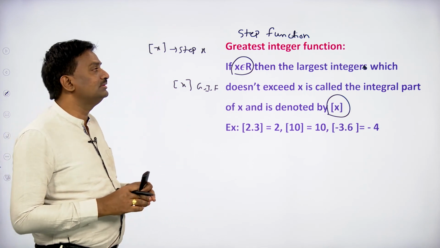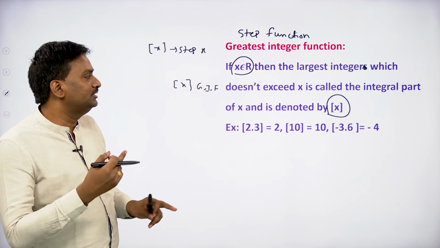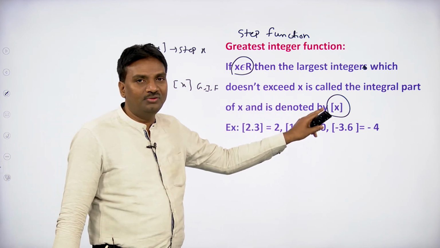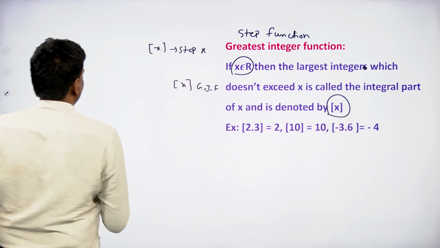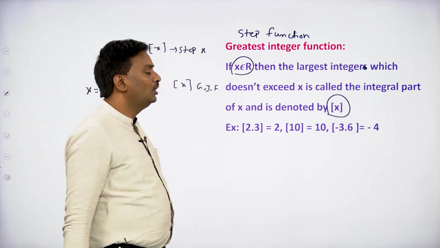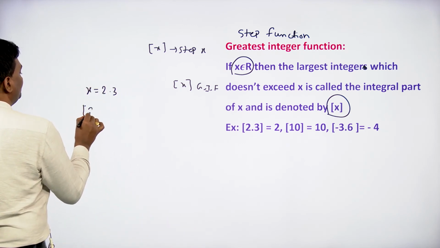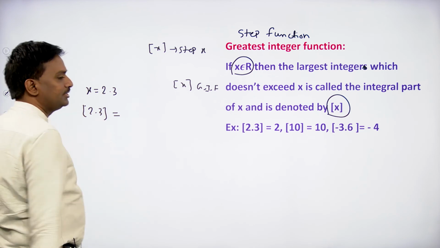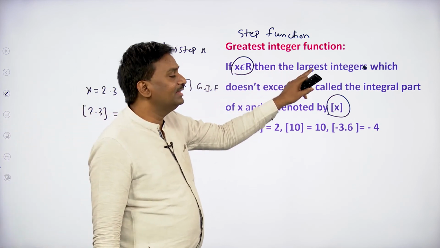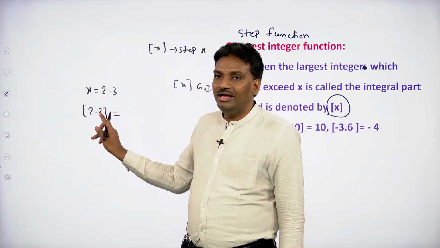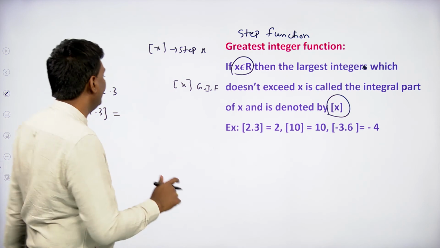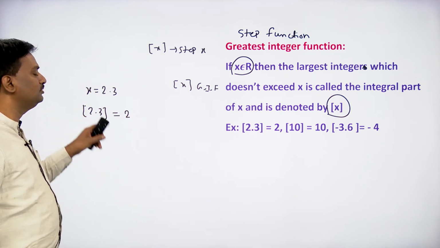If x is any real number, then the largest integer which does not exceed x is called the integral part of x and is denoted like this, and we can read this as step x. If you take the example x equal to 2.3, then we can write step 2.3 equal to... According to the problem, you have to take the largest integer. So for x equal to 2.3, we can take the integral part as 2, where 2 cannot exceed 2.3.